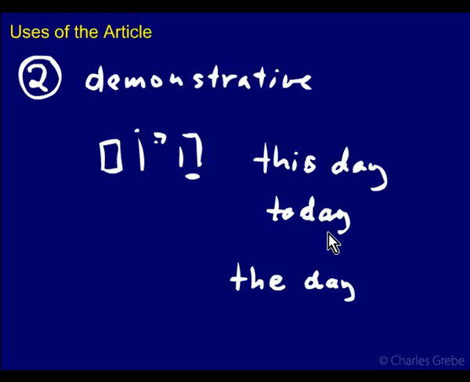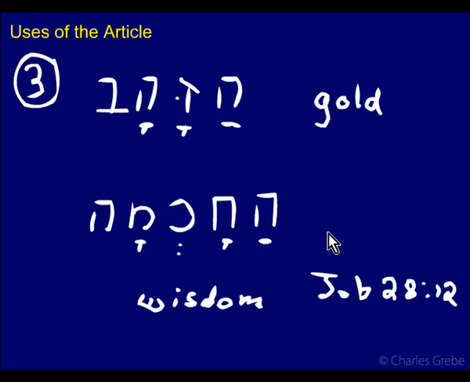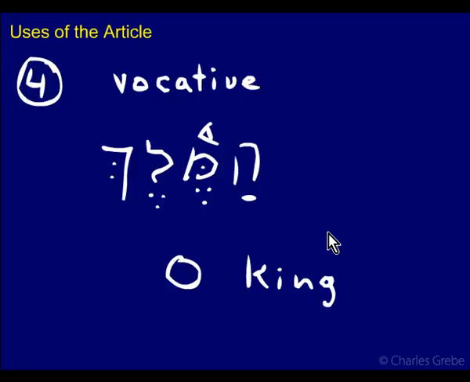Second use is as a demonstrative on some words in some context. You'll want to translate it as a demonstrative, for instance, this day or today rather than the day. Sometimes with a collective, you want to just translate the noun without the article, gold rather than the gold, or with an abstract, you want to say wisdom rather than the wisdom. And lastly, as vocative, you want to say, O king, rather than just the king. And it's context that will tell you the difference between these different uses.